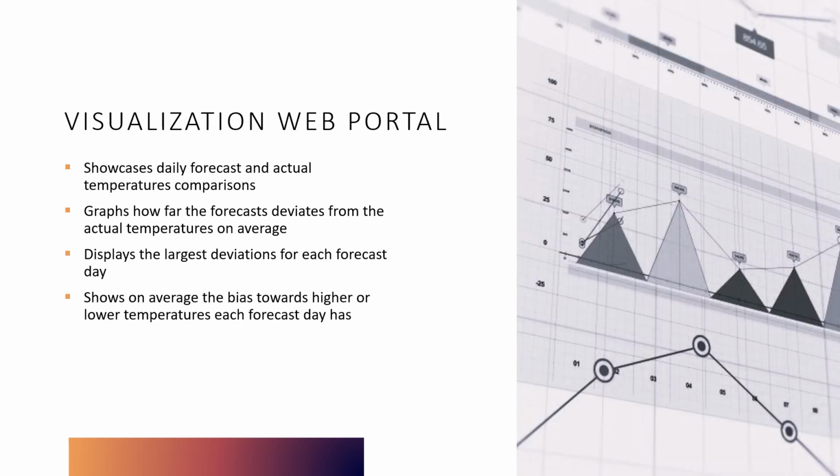The last part of my project is the visualization web portal, aka the front end. This part of the project is what actually showcases the data. So it shows the daily forecast and actual temperature comparison. It also shows how far the forecast deviates from the actual temperature on average. It also shows the largest deviation ever recorded for each forecast day. And then it also shows the bias for either higher or lower temperatures for each forecast day.